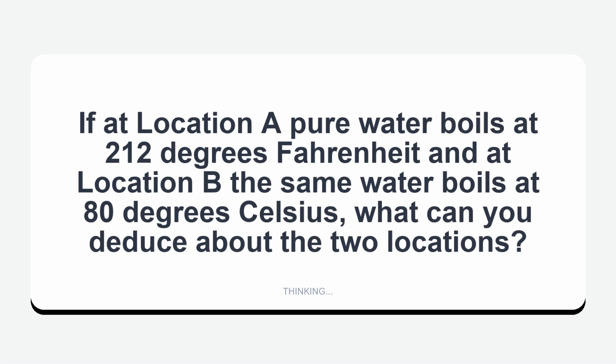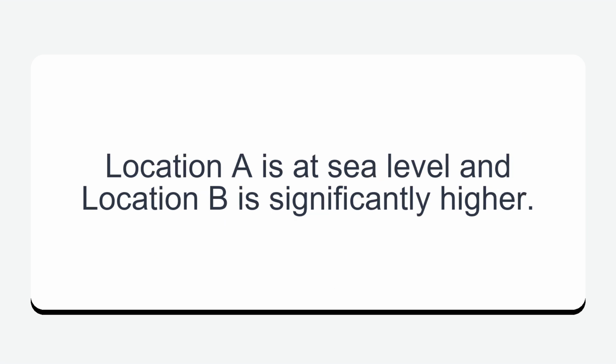If at location A pure water boils at 212 degrees Fahrenheit and at location B the same water boils at 80 degrees Celsius, what can you deduce about the two locations? Location A is at sea level and location B is significantly higher.